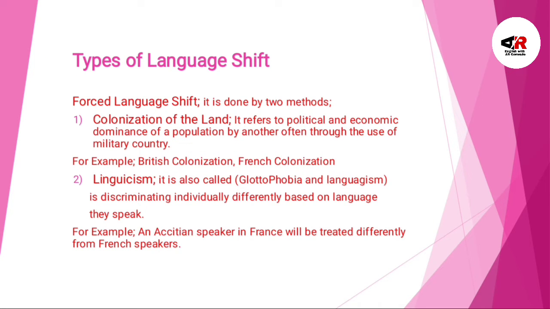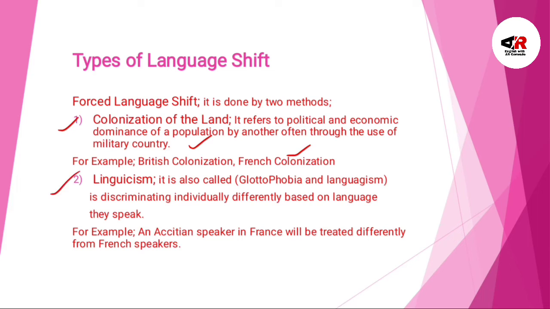What are the types of language shift? The first type is colonization of the land. It refers to political and economic dominance of a population by another, often through the use of military force. For example, British colonization in Asia, French colonization in Africa. So they gradually transferred their language to another, meaning those dominant people whom they were ruling adopted their language. Still their roots are present.